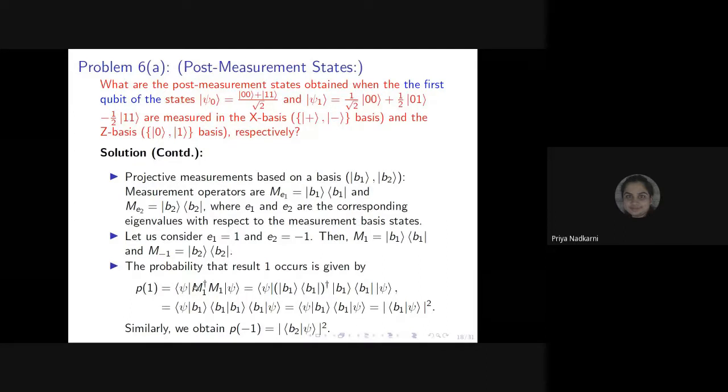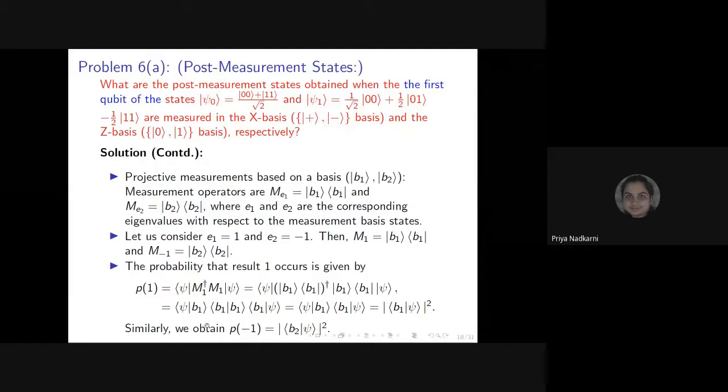So now, using the formula which we saw before, we get P1 is equal to <psi| M1 dagger M1 |psi>, which is equal to <psi| the projector |B1><B1| dagger |B1><B1| |psi>. When we apply the Hermitian conjugate, we get back the same thing because it's a projection operator. Here we see that the inner product of B1 with B1 is 1, because every state is normalized. So we get the inner product of psi and B1 times the inner product of B1 and psi, which is nothing but the modulus square of the inner product of B1 and psi.